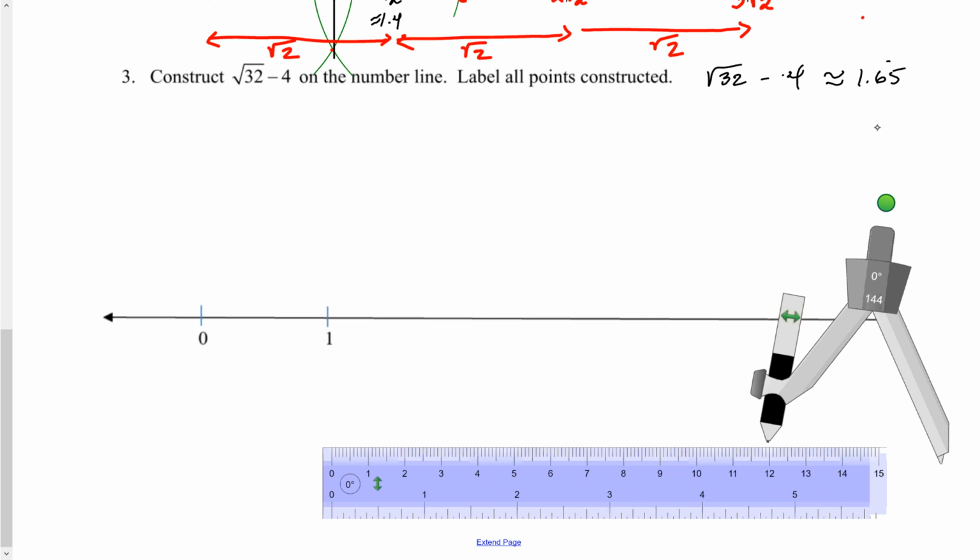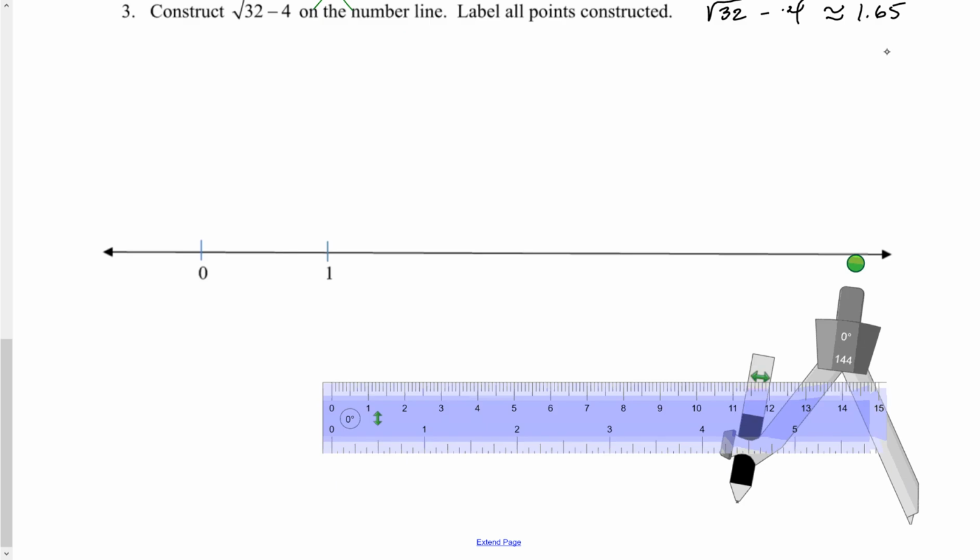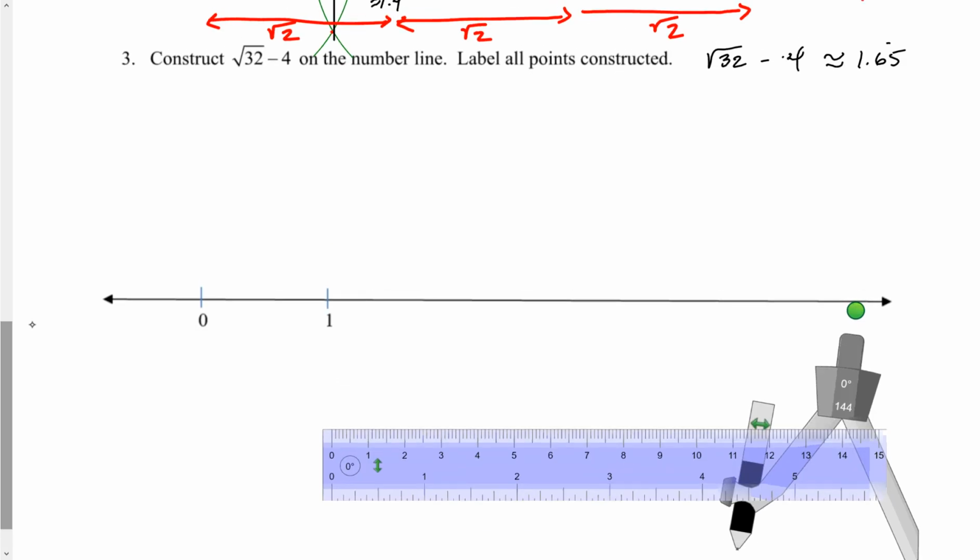Now we want to simplify this. Let's factor it. 32 divided by 2 is 16. Whoa, that's a square. Let's stop. So the square root of 32 is equal to the square root of 16 times the square root of 2, which is 4 rad 2. So this is equivalent to 4 rad 2 minus 4.